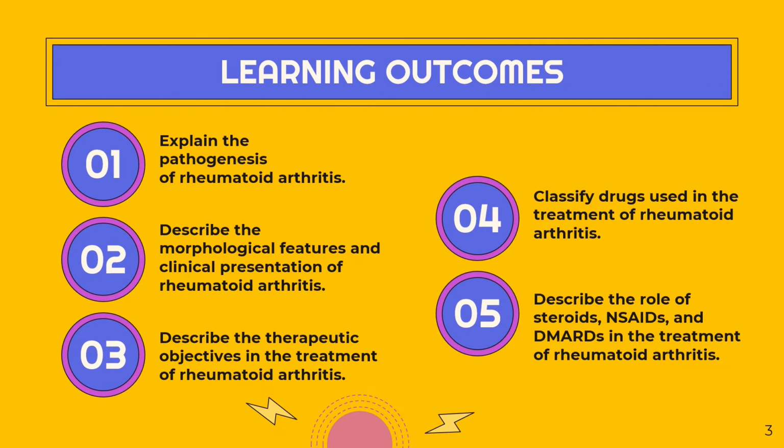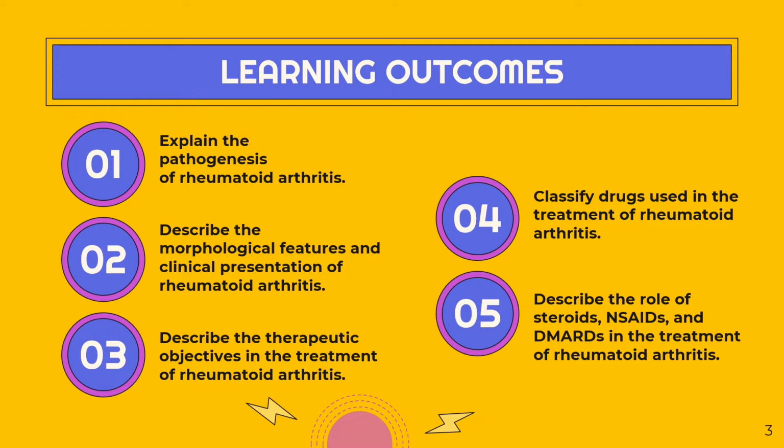Let me show you first about our learning outcomes. First, we'll explain the pathogenesis of rheumatoid arthritis. Second, we'll describe the morphological features and clinical presentations of rheumatoid arthritis. Third, we'll describe the therapeutic objective in the treatment of rheumatoid arthritis. Fourth, classify drugs used in the treatment of rheumatoid arthritis. And last, we'll describe the role of steroids, NSAIDs, and DMARDs in the treatment of rheumatoid arthritis.